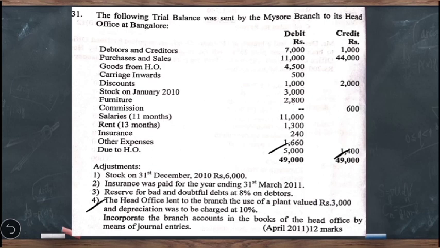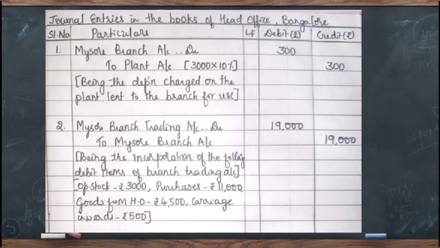Now, what is the adjustment entry required here? The adjustment entry required here is branch account debit to plant account. Here, the name of the branch is Mysore branch. That is why we are passing the entry: Mysore branch account debit to plant account, amount is 300, that is 10% on 3000. After this adjusting entry, there are no other special transactions, so we can now start the incorporation entries.